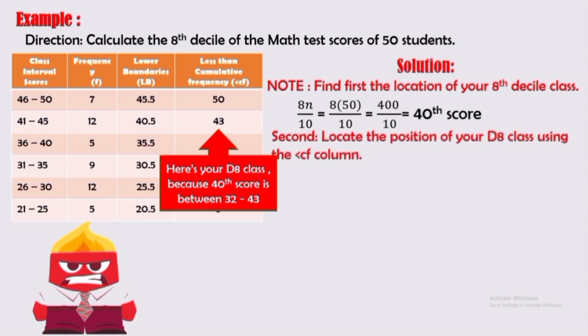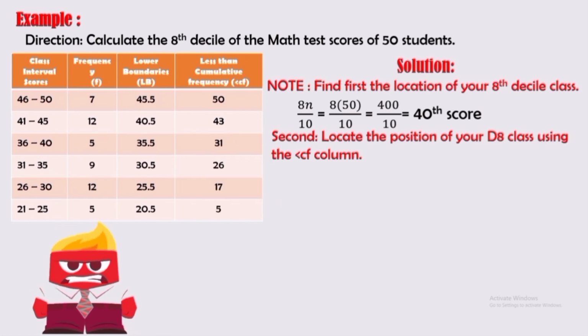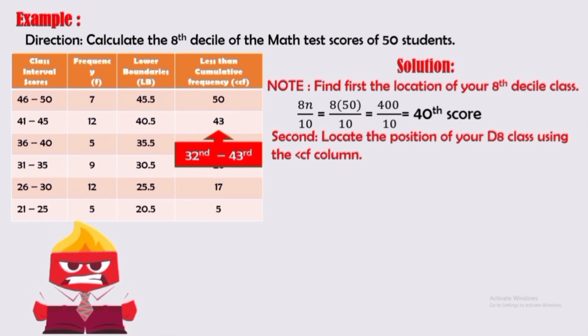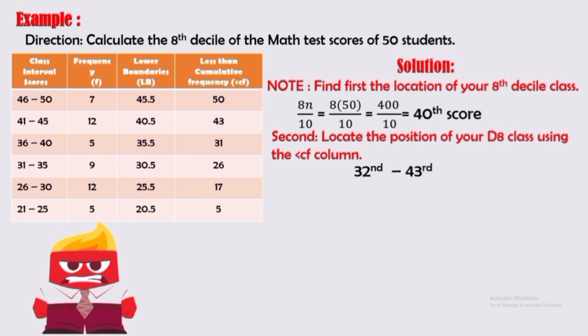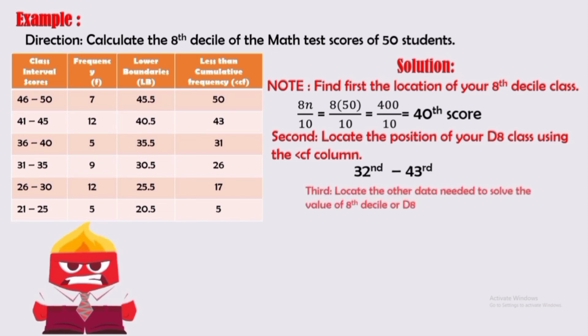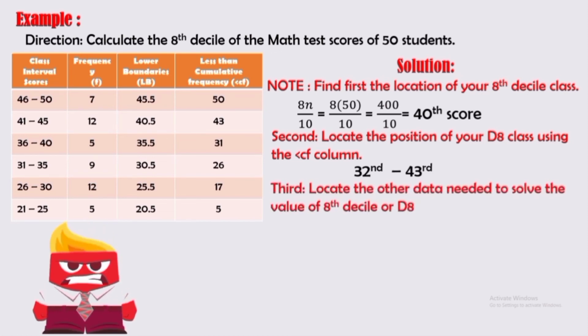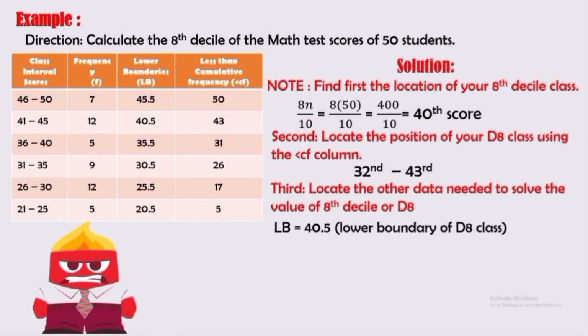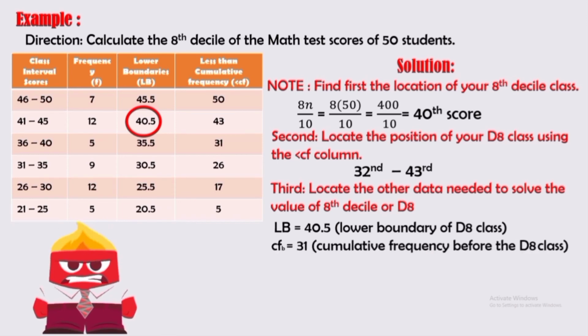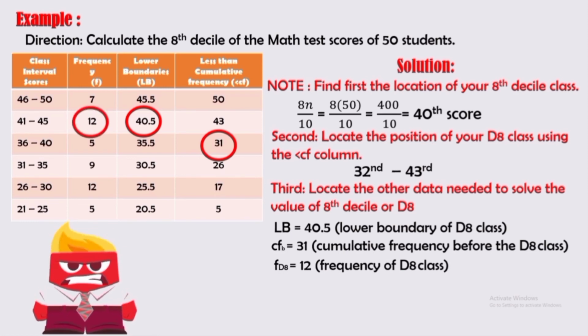Second, locate the position of your 8th decile class using the less than cumulative frequency column. 32 to 43. Third, locate the other data needed to solve the value of the 8th decile. Lower boundary is 40.5. Cumulative frequency is 31. Our frequency is 12. Our class interval is 5.